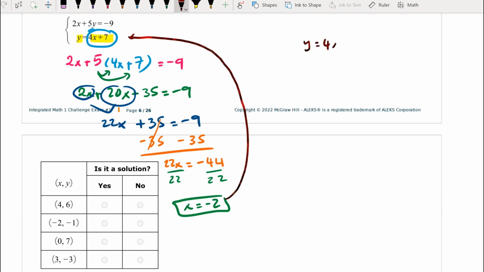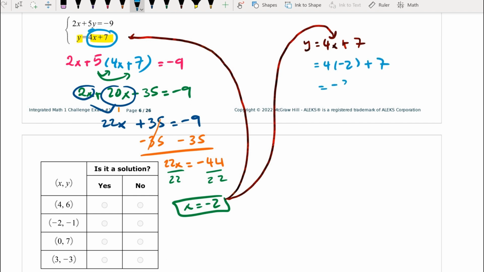Since x is negative 2, you can plug it back into the original equation y equals 4x plus 7. So x is negative 2, which means 4 times negative 2 plus 7. That is negative 8 plus 7. Opposite signs, so subtract them, and we get negative 1. So our solution is (negative 2, negative 1). In this case, you have one solution, meaning the two lines cross each other at one point. That point is (negative 2, negative 1). So yes on (negative 2, negative 1). The rest will be no.